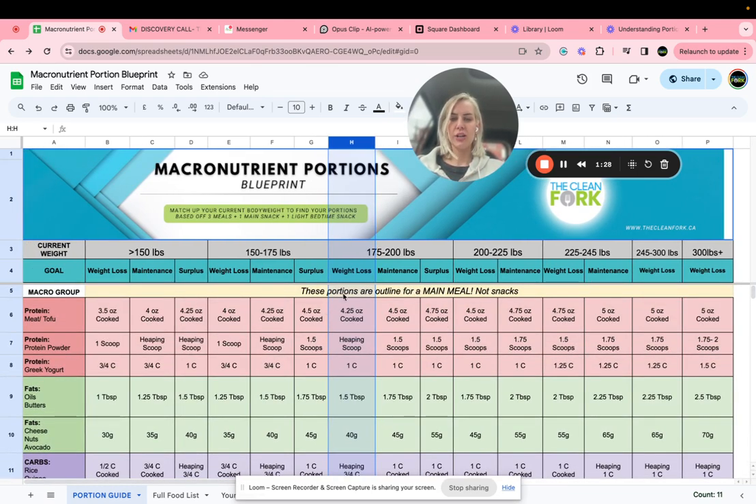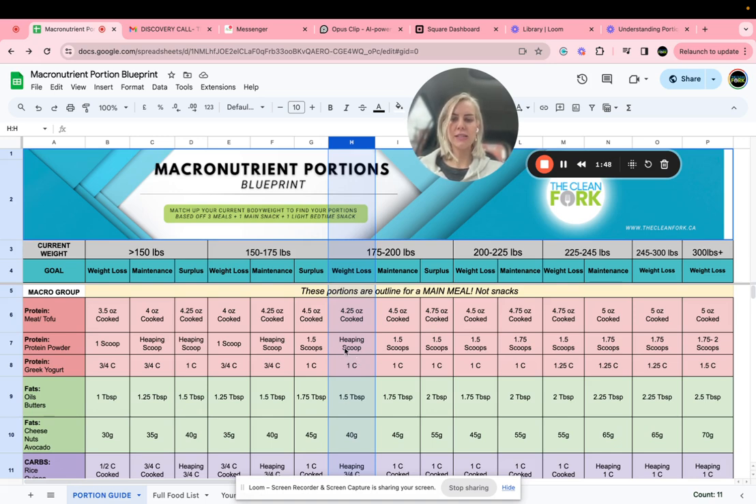You'll see it starts out with protein, and I gave examples of meat and tofu. Your portion for a meal would be 4.25 ounces of cooked protein. If it was a protein powder, it would be a heaping scoop. And if it was something like yogurt, like a yogurt bowl for breakfast, it would be 1 cup.